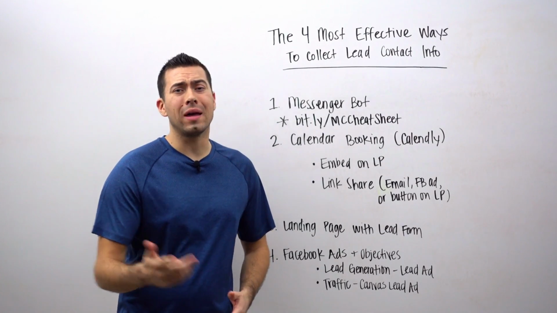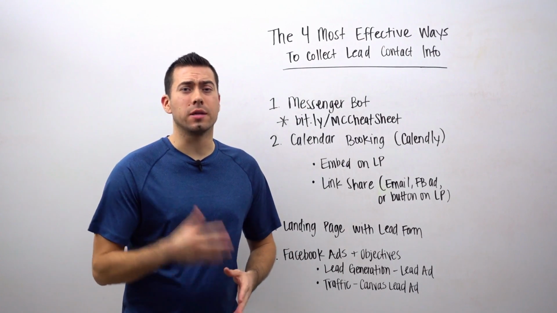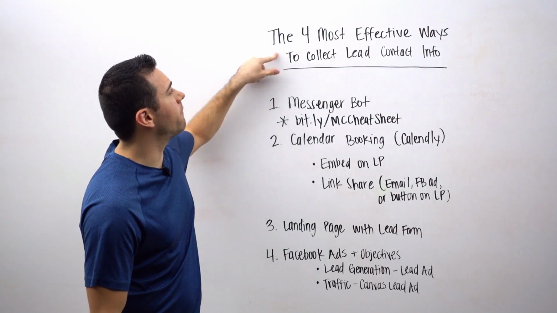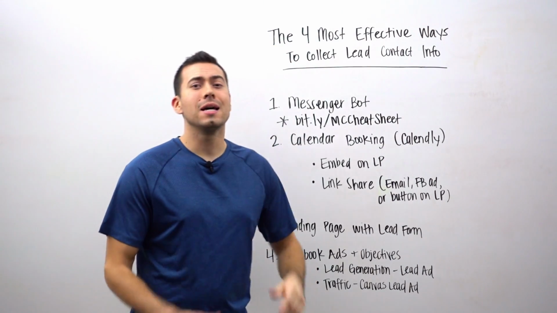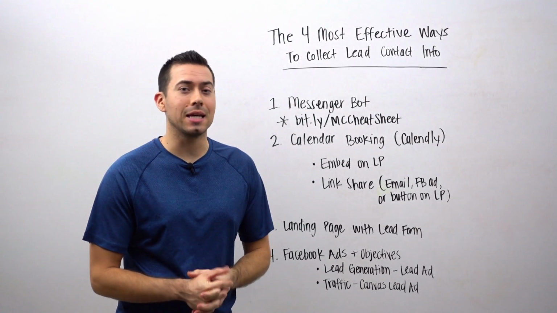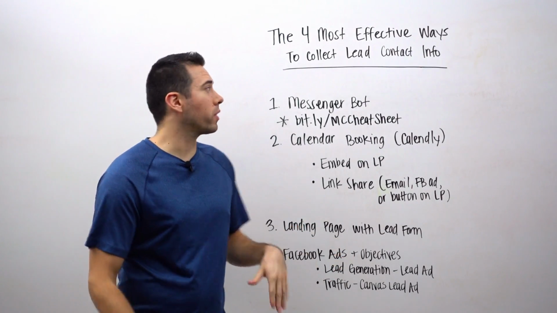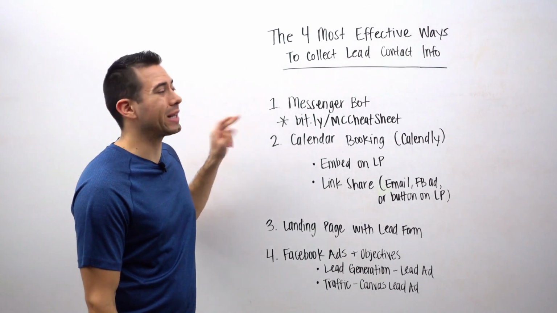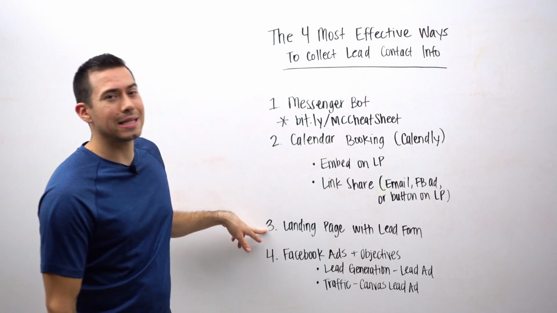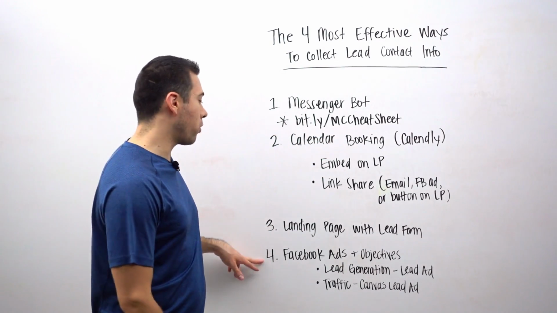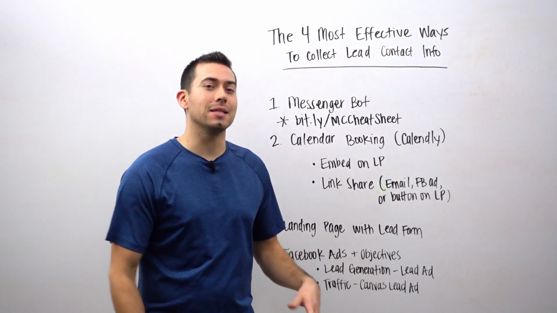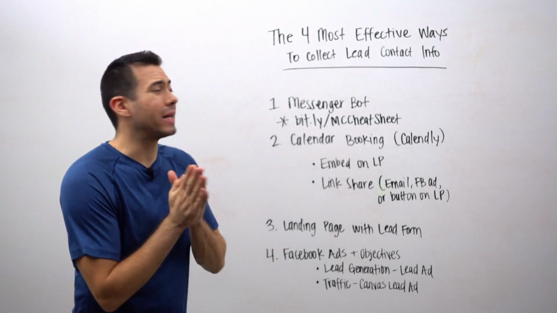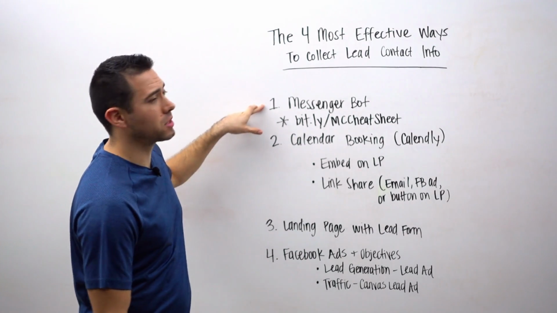If your main goal as a salesperson or business owner is to book phone calls, then you need to watch this video because we're about to cover the 4 most effective ways to collect lead contact info. Just to quickly go over them: first one is a messenger bot, second one is a calendar booking software like Calendly, third one is a landing page, the traditional route, and fourth one is Facebook lead ads. So, let's jump into it a little more in depth, starting with the messenger bot.